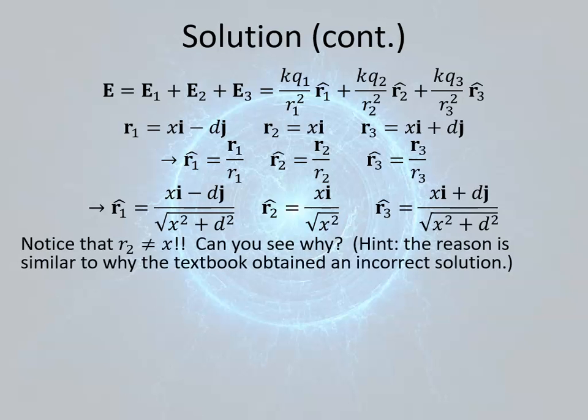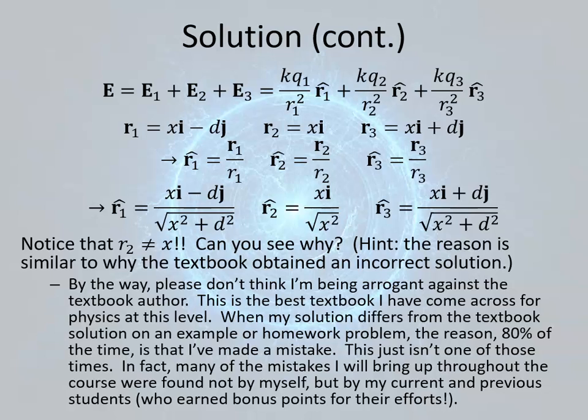Not taking this into account is actually why the textbook ended up obtaining an incorrect solution. Now, I want to warn people, I'm not being arrogant here against the textbook author, something that I've mentioned before in other videos. This is the best textbook I have ever come across for physics at this level, period. So whenever there's a difference between my solution to a problem and the author of the textbook, at least 80% of the time it's because I'm the one who's made the mistake. In this case, there was a mistake in the textbook, and who knows, maybe I made other mistakes in this problem, but in this particular situation with this R2 hat, this is not one of them.